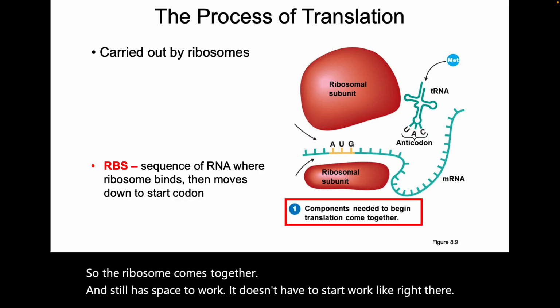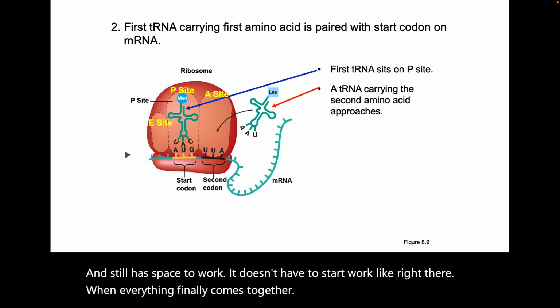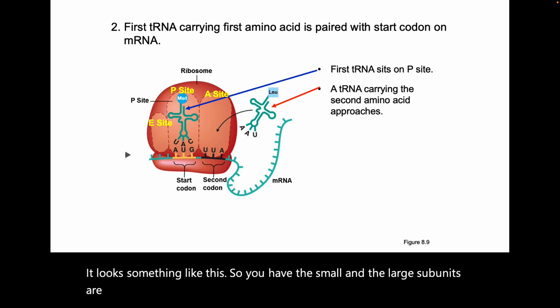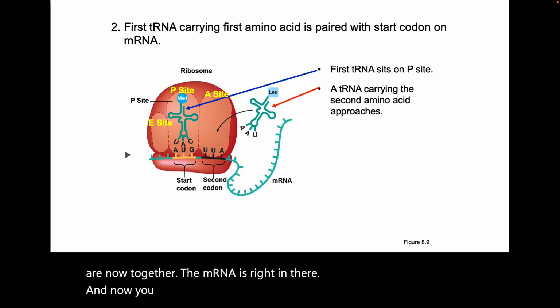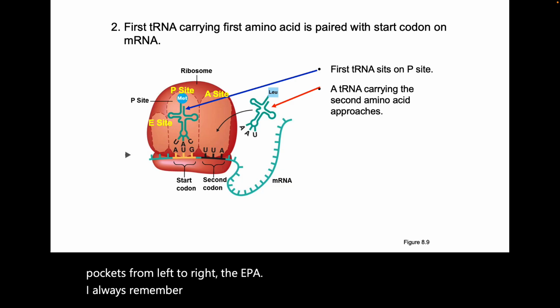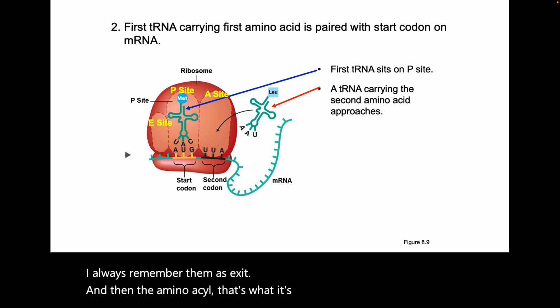When everything finally comes together, it looks something like this. So you have the small and the large subunits now together. The mRNA is right in there. And now you have these pockets on the ribosome. If we look at the pockets from left to right, the EPA. I always remember them as exit, peptide, and then the aminoacyl. That's what it's called. So EPA, left to right.